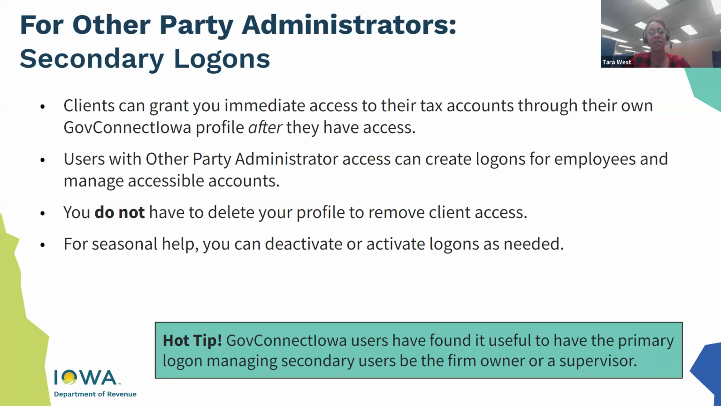If your secondary logon is locked out, their unlock resets are done by you, being the other party administrator. The delegated logon, otherwise known as a secondary logon, cannot request access to an account. It must be done by the other party administrator. So any access requests or entering any access approval codes are going to be done with the secondary logon. GovConnect Iowa users have found it useful to have the main logon or that other party administrator be the firm owner or a supervisor.